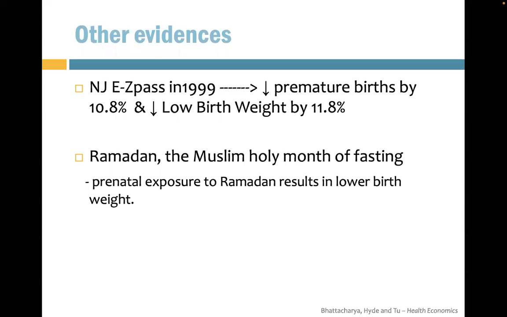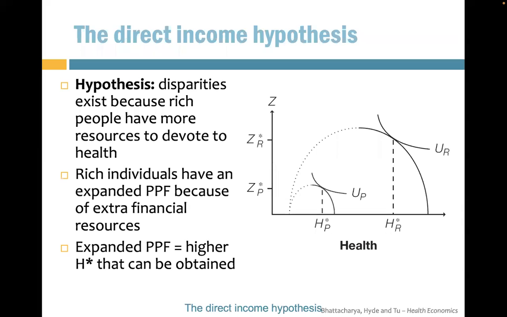I'm gonna move on to the next hypothesis, which is direct income hypothesis. This one is very direct. It simply says that disparity exists because rich people have more resources to devote to health. They have a larger budget constraint, and therefore they are able to choose a bundle that has a higher H star.